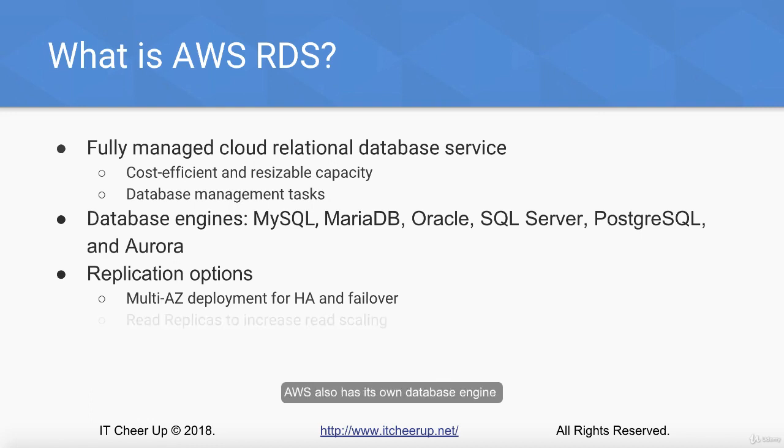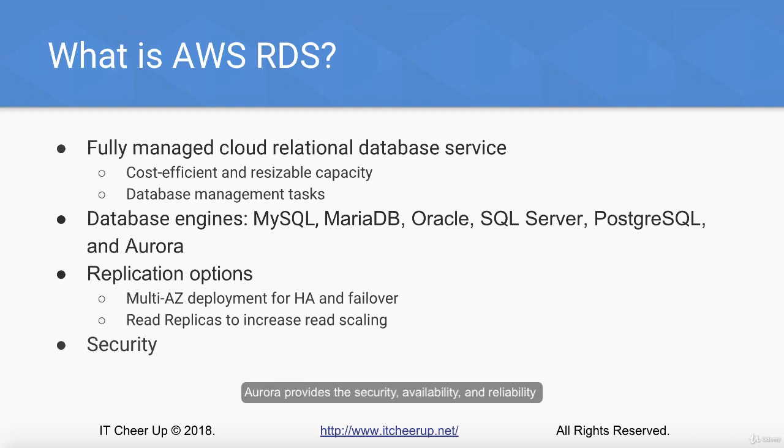AWS also has its own database engine, Aurora. Aurora is a fully managed MySQL and PostgreSQL compatible relational database engine. Aurora provides the security, availability, and reliability of commercial-grade databases at 1/10 the cost. So Aurora is a very powerful relational database engine. AWS recommends everybody use Aurora. We will have one section just focused on Aurora.